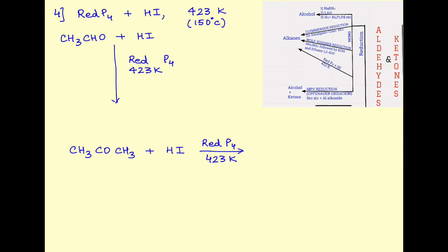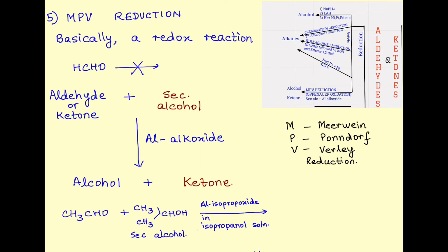Reactions with red phosphorus and HI, 150 degrees Celsius. Please complete the reaction. That's for you to do. The next that we've got is MPV reduction.